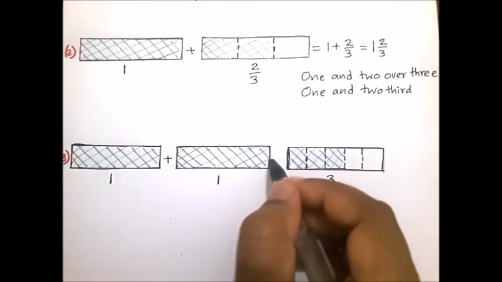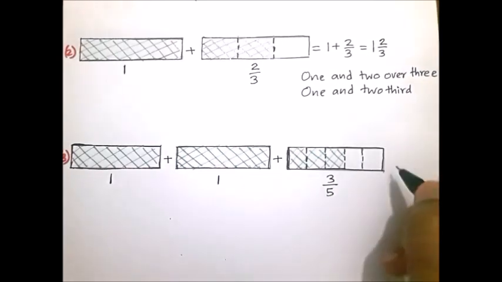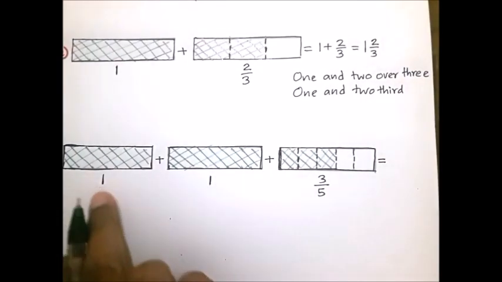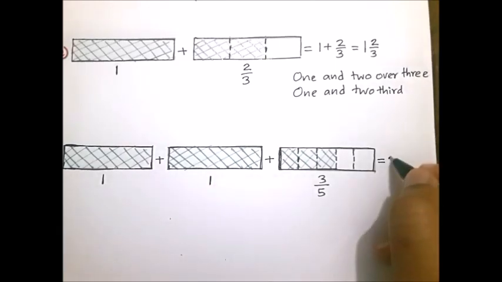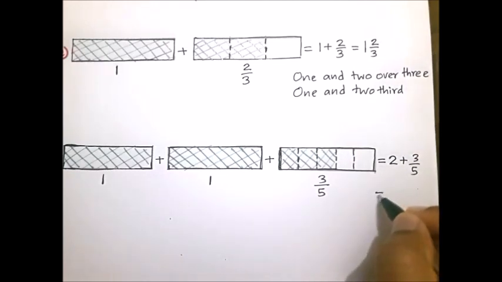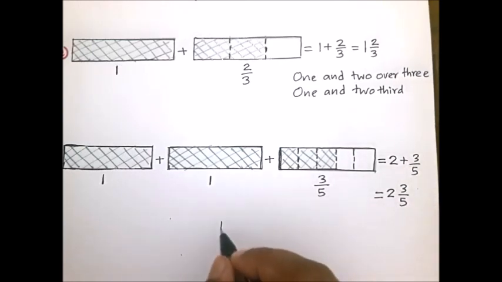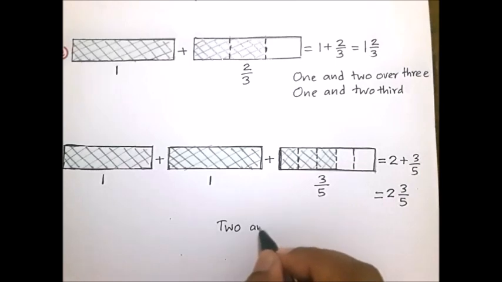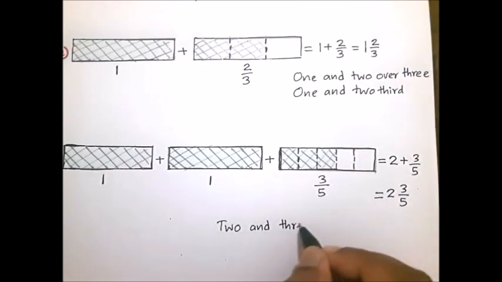Now I am going to add these 3. You can write it as, here 1 plus 1 is 2. Here 2 plus 3/5. Then you can write this as a mixed number 2 and 3/5. You can read this as 2 and 3/5.